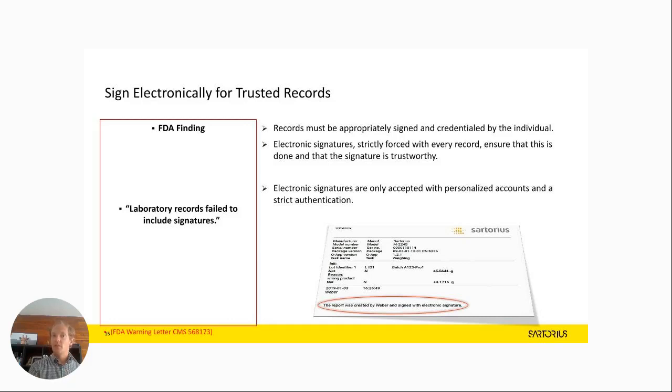When you have an individual username, you just set up the e-signature and it appears on the bottom of a printout. It is only accepted with personalized accounts and strict authentication. That comes back to access control and user management. But if you have that, e-signature is possible to help you to be completely compliant.